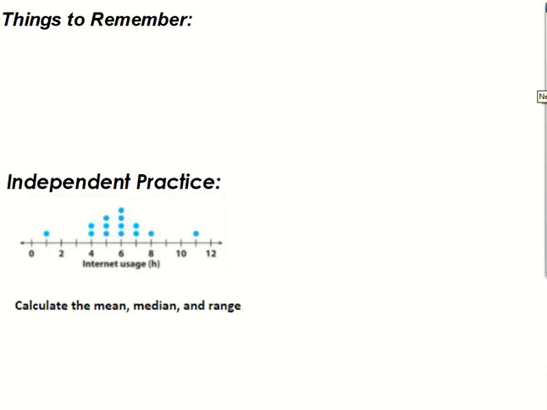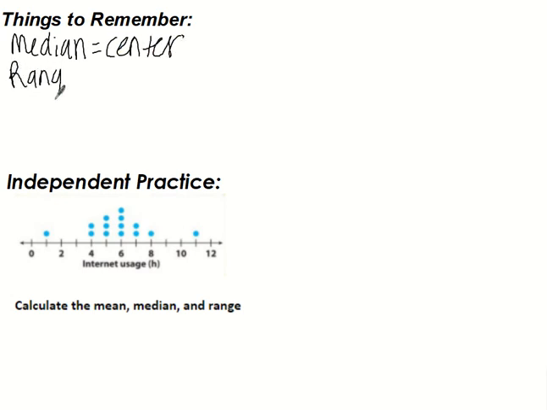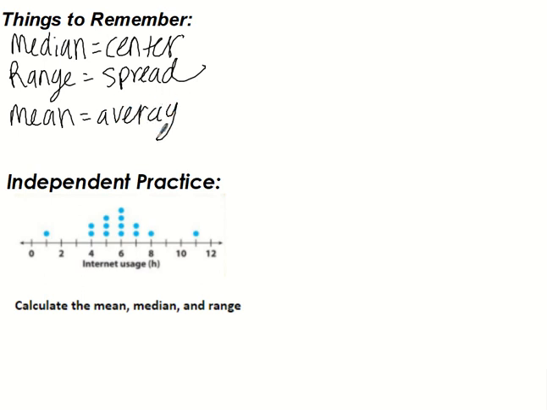Okay, so things to remember. Median is center. Range is what we call the spread. Okay, and then the mean is sometimes we call it the average. Okay, so there's how you can kind of think of those.